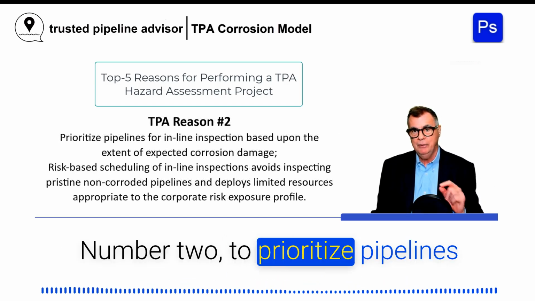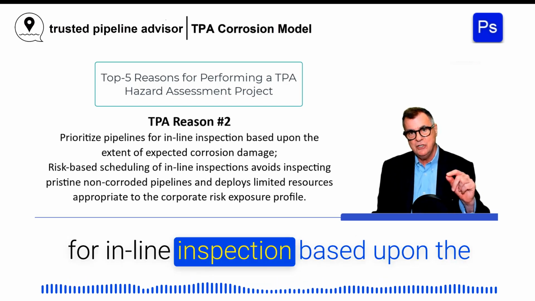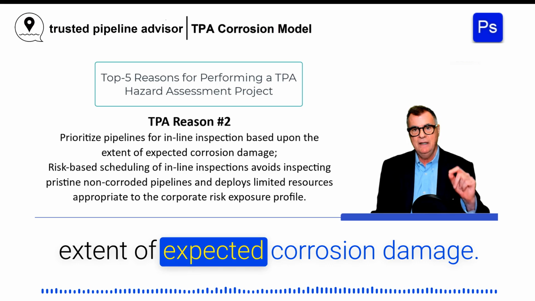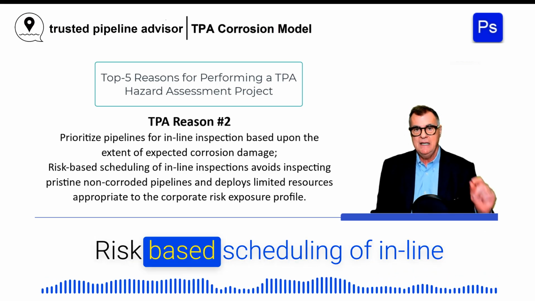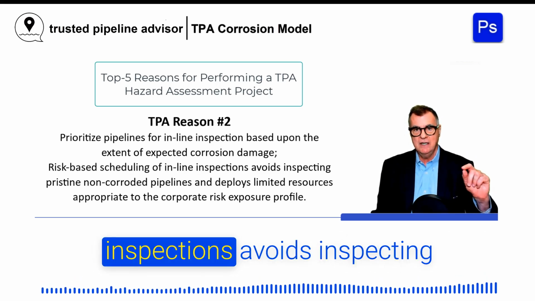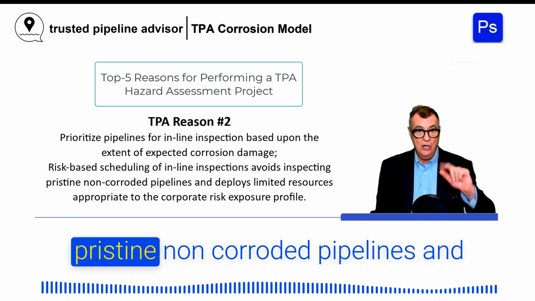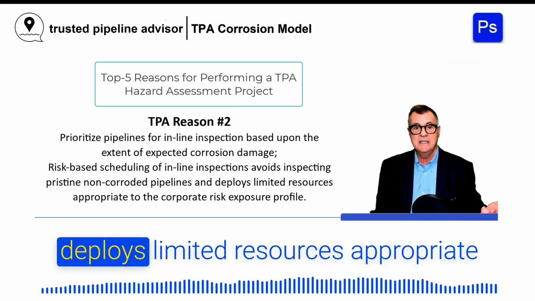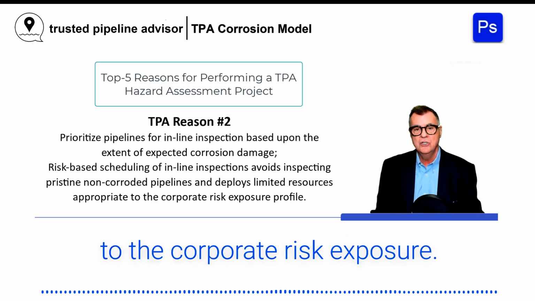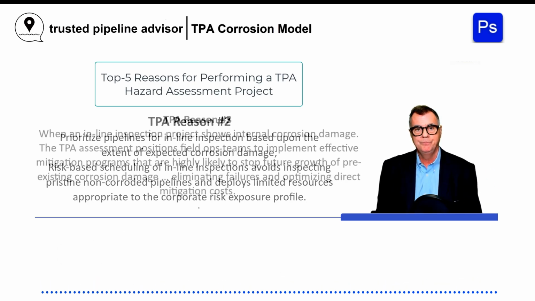Number 2, to prioritize pipelines for inline inspection based upon the extent of expected corrosion damage. Risk-based scheduling of inline inspections avoids inspecting pristine, non-corroded pipelines and deploys limited resources appropriate to the corporate risk exposure.